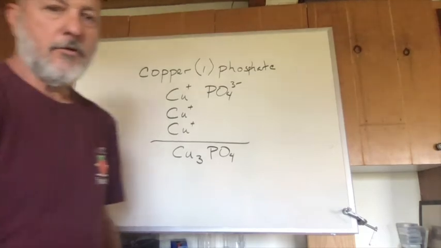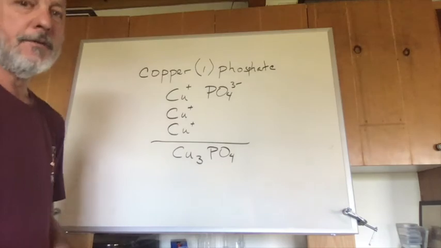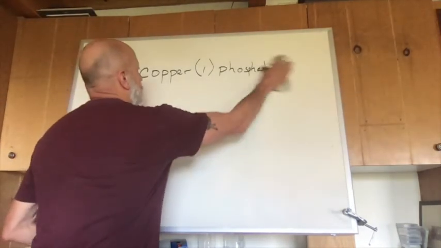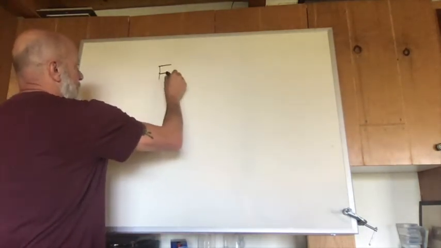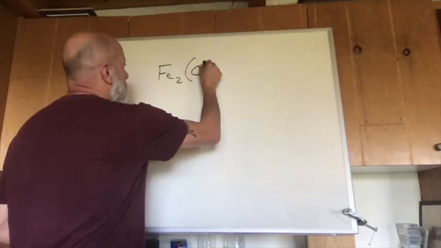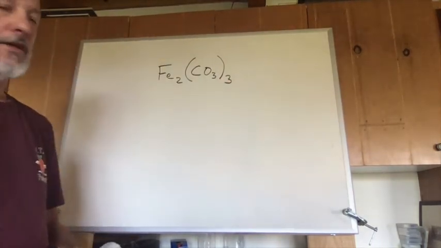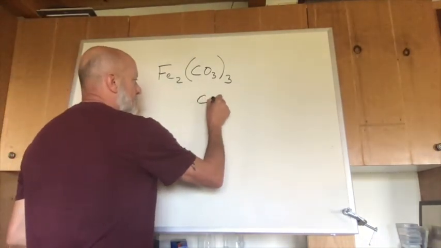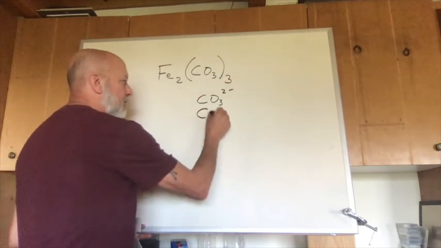All right, let's do one more, in reverse. What's the name of that compound? I see CO3. CO3 is carbonate. I see that I've got 3 carbonates. Let's write them out.